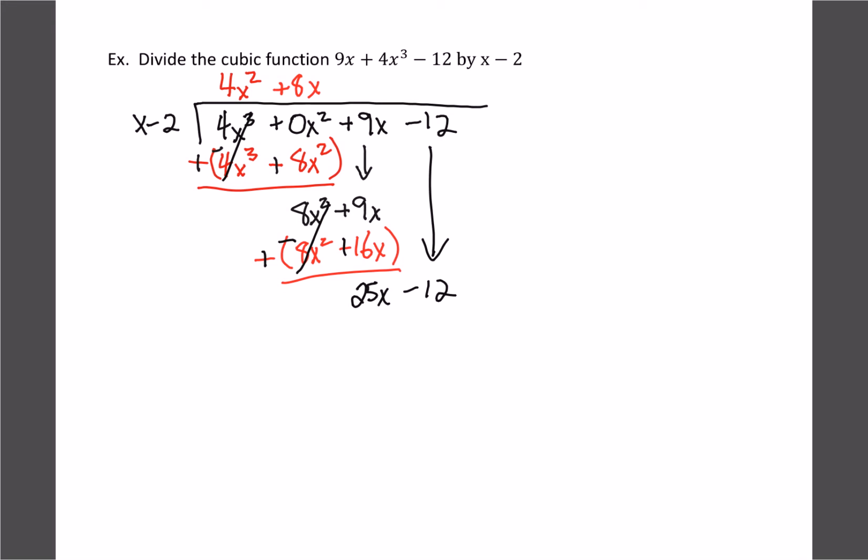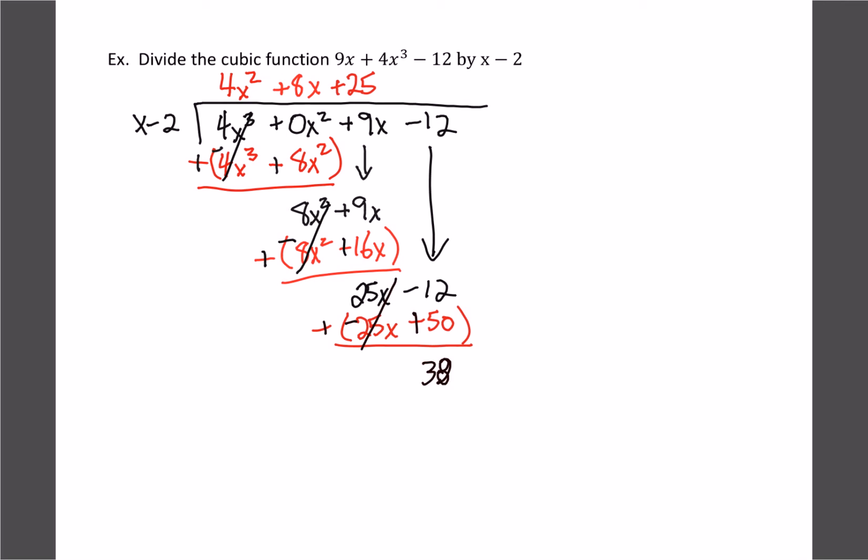How many times does x go into 25x? 25 times. FOIL that out. 25 times x. 25 times negative 2. And remember, we want to subtract that. So now when we do that, let's add the opposites again. So these ones cancel to be 0. Minus 12 plus 50 is, oops, not 32, 38. So in this case, we would say our remainder is 38.